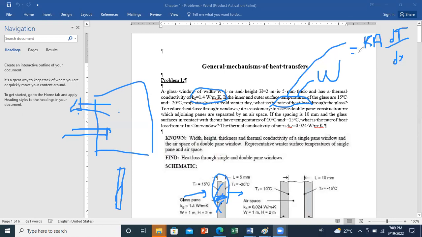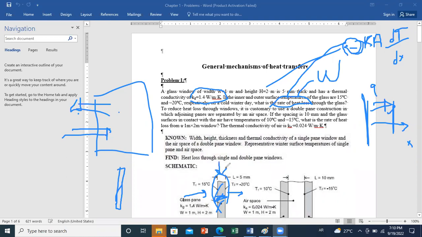And the minus sign is used because, due to the gradient of temperature, heat flux will always go from higher to lower temperature. If you consider this the positive x direction, then for the flux to be in the positive direction, you should have the temperature at this level larger than the temperature at this level. This is why you have the negative sign here. So it's a simple application for the first case.